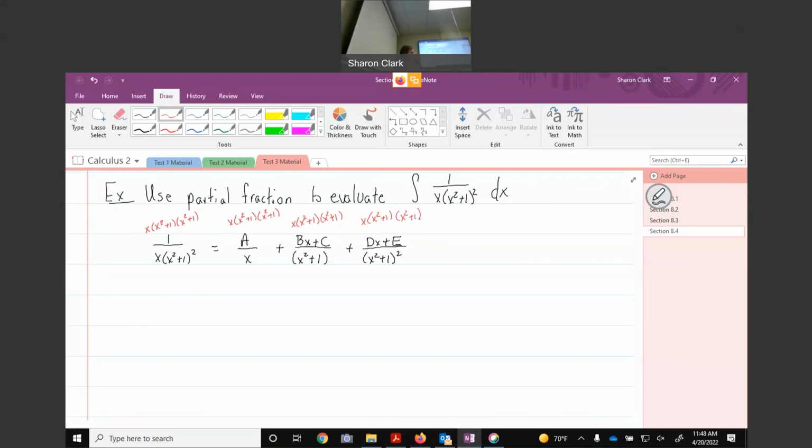Oh, x squared plus 1 factors into x plus i, x minus i. You can't have i's, not here. Okay, so all that cancels. Oops, change my color. All that cancels. Just the x cancels. Just one of those cancels and two of those cancel. So 1 equals A times x squared plus 1, x squared plus 1.